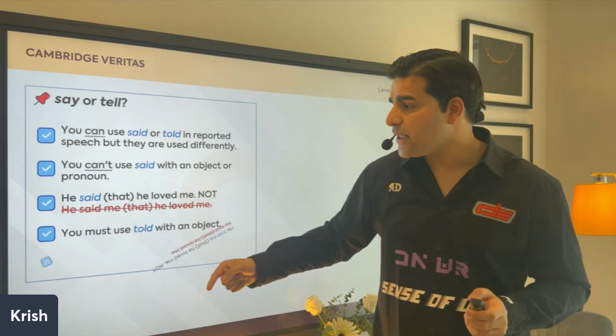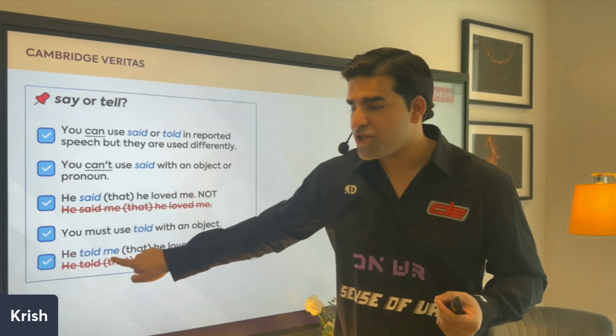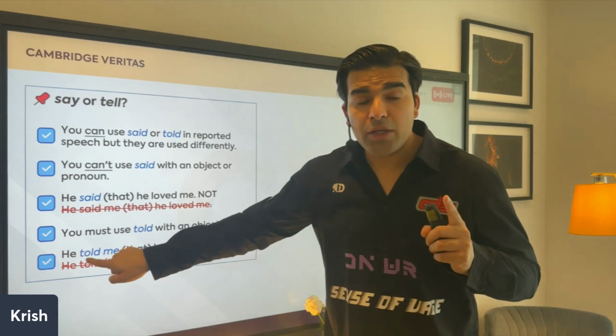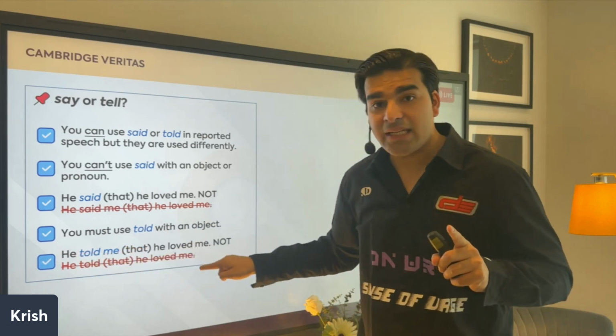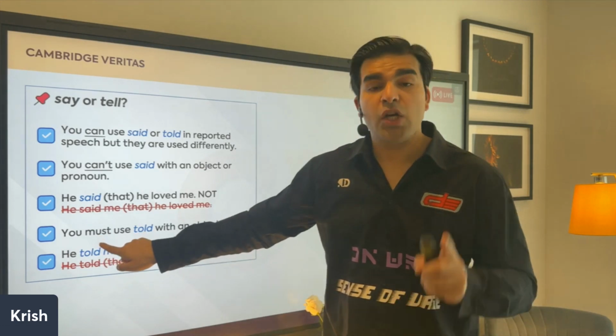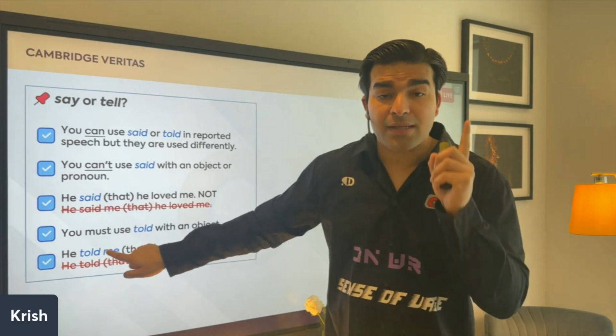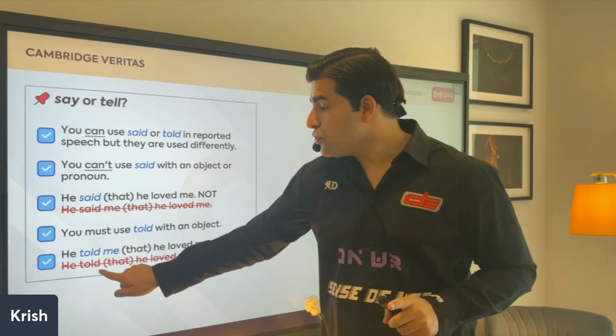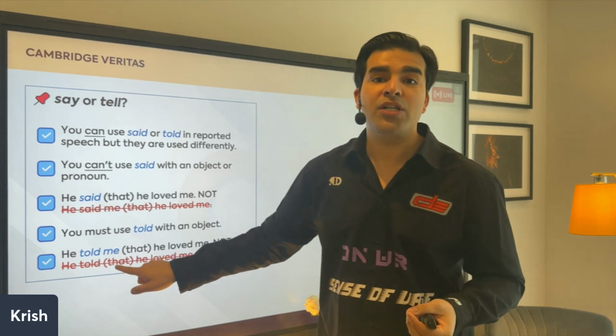So you must use an object with told. What is an object here? Me is an object here. And by the way, you can't say, he told that he loved me. That's wrong English. Focus on the word must. You must use an object with the word told.